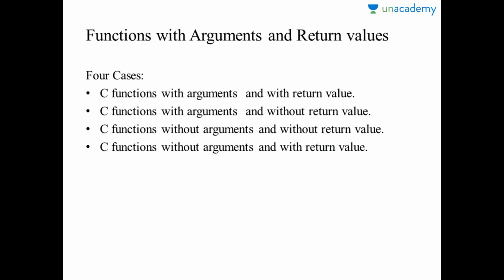Now, all C functions can be called either with arguments or without arguments in a C program. These functions may or may not return values to the calling function. There are four cases which can occur when we talk about functions with and without return values. First is a C function with arguments and with return value. Second is a C function with arguments and without return value. Third is a C function without arguments and without return value, and case 4 is a C function without arguments and with return value.